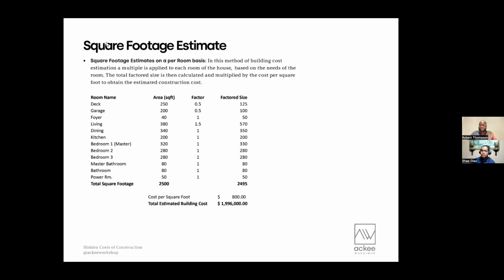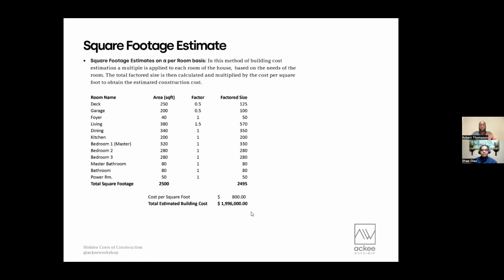Sorry, Shae. No problem. So in this example, we are using the same 3-bedroom, 2,500 square foot house, but you would notice that we apply different factors to different rooms. As Robert mentioned, the living room, for example, has a factor of 1.5 in that the living room might have a 10-foot ceiling. It would definitely have more finishes than the garage, for example, which has a lower factor.